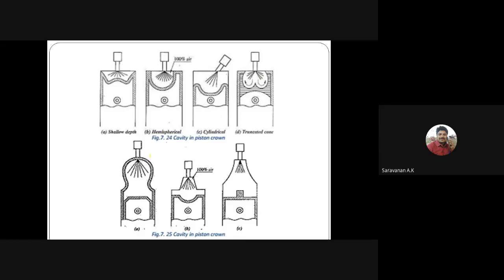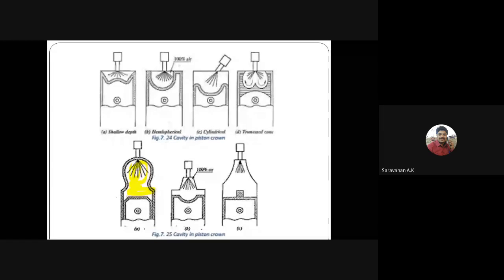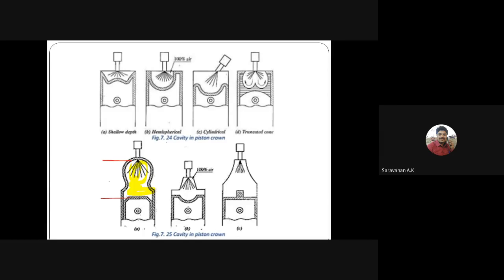In the open combustion chamber, the space between the piston and the cylinder head is open. See here, in this diagram you can see this portion. This portion, the space between the piston and the head, is called the combustion chamber. So there is no restriction between them.